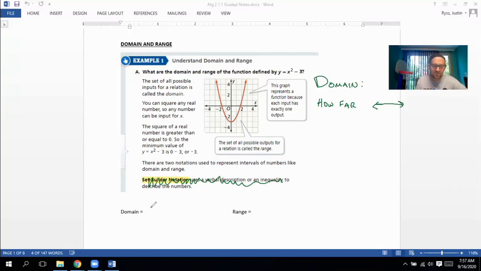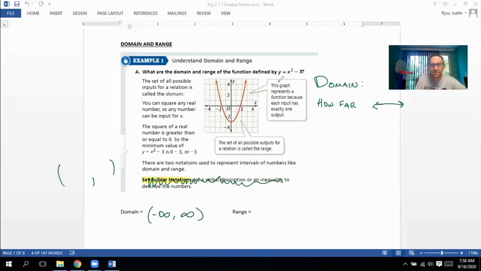So the domain of all real numbers looks like this. We can go all the way to the left of negative infinity, and all the way to the right of positive infinity. So our domain goes from negative infinity to positive infinity. The interval notation will always have two numbers inside, and we're just naming how far left we can go and how far right we can go.